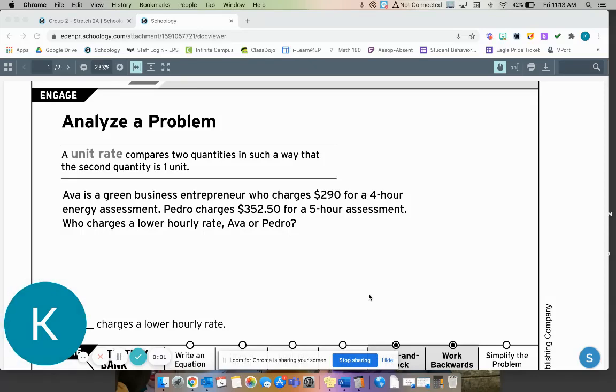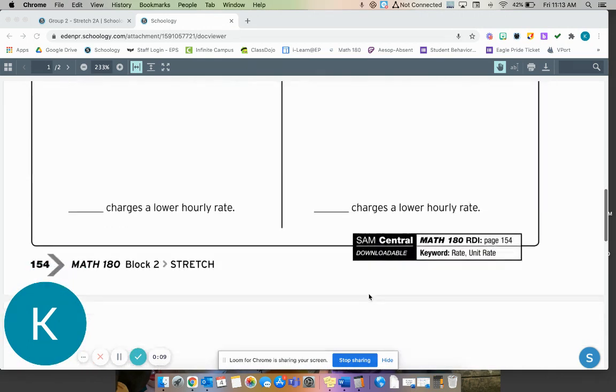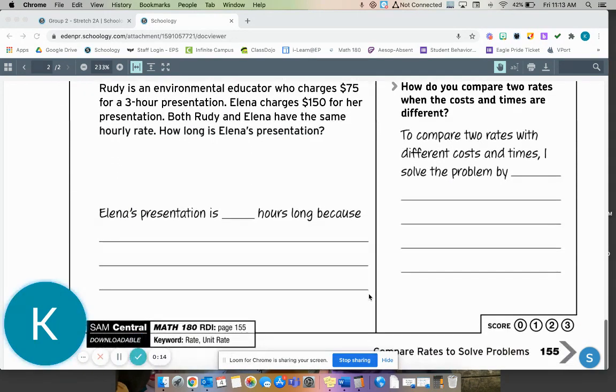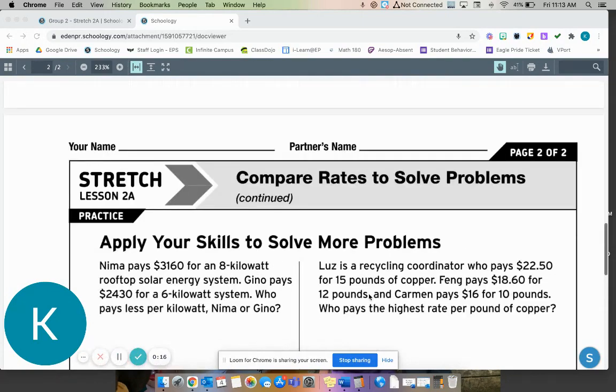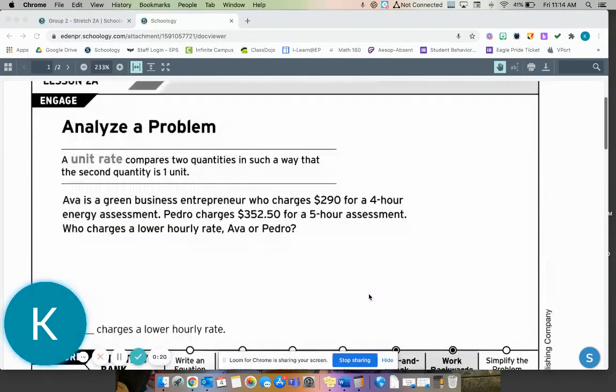Working on your retake for the Block 2 test. What we have today is we are going to be working on this worksheet together. We're going to do the first page together, and then your job is to finish up the second page on your own and submit it, which will unlock the next video for your practice. Let's go ahead and get started with problem 1.